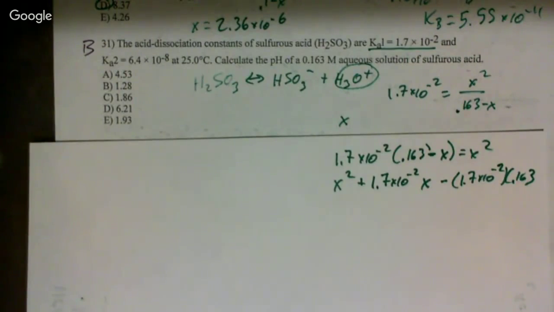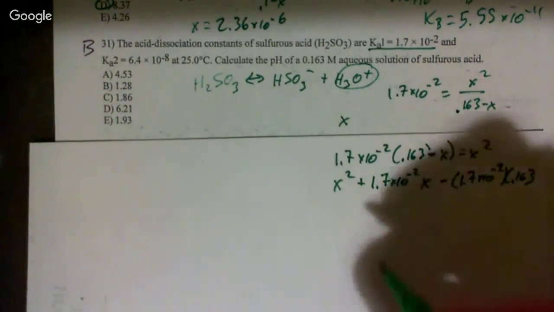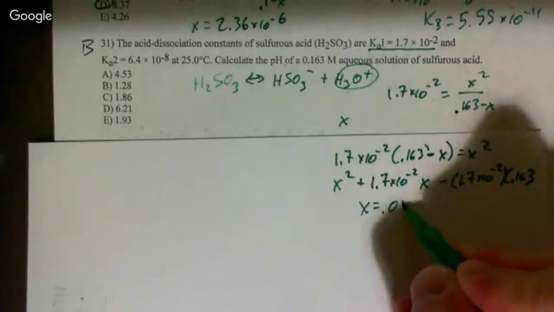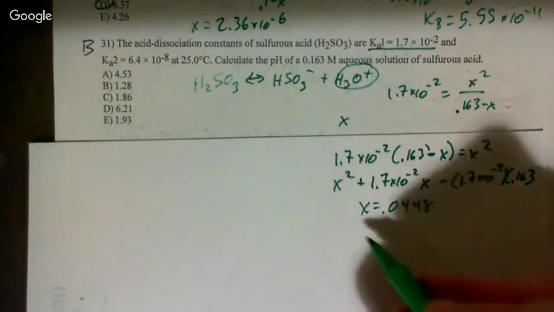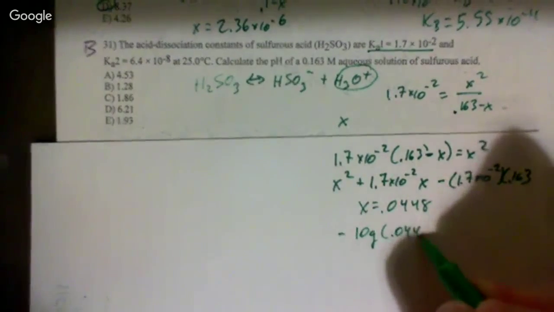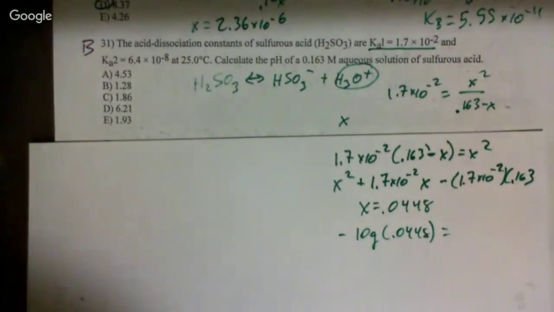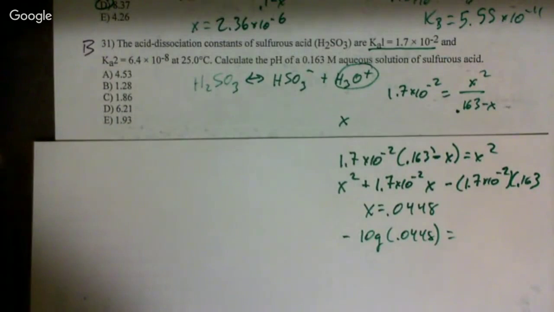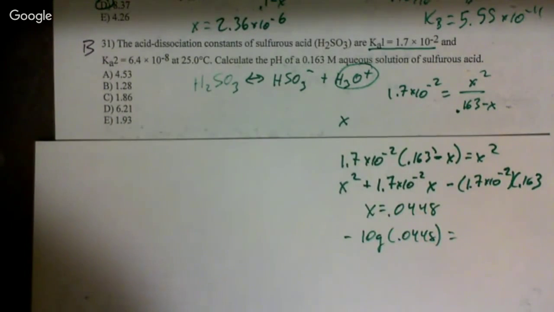I'm getting a zero of 0.0448. So x is 0.0448. Then I should be able to take the negative log of 0.0448, and let's just hope that gets me to an answer of about 1.34. Now that is not the answer that I see. So what did I do wrong here?